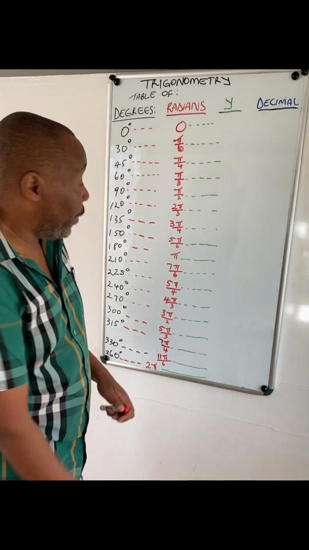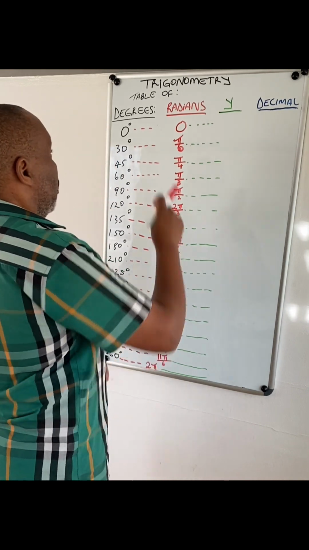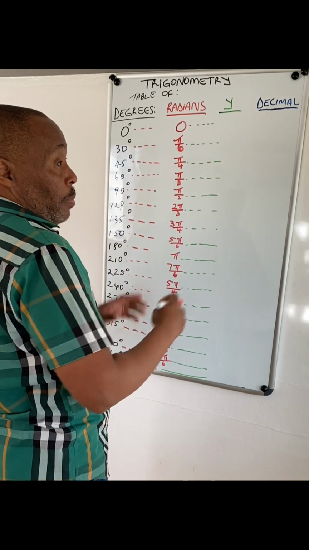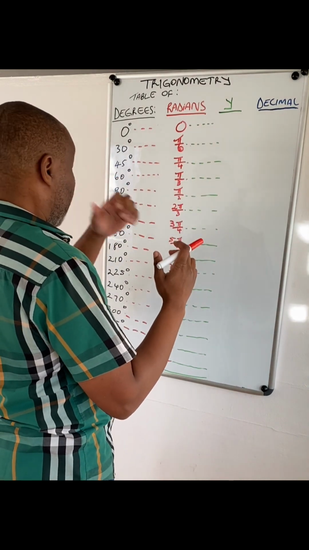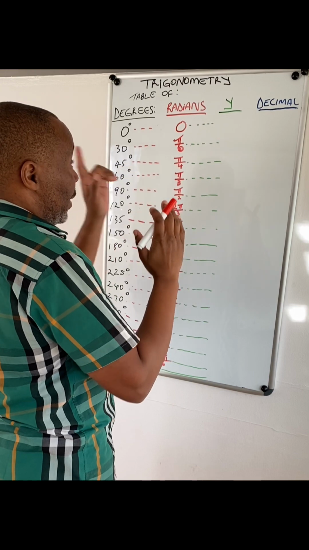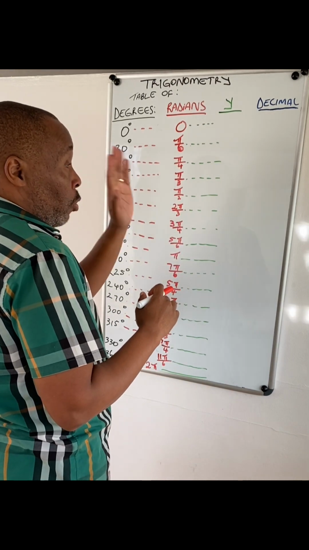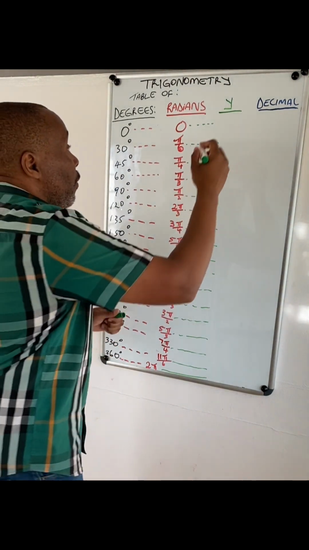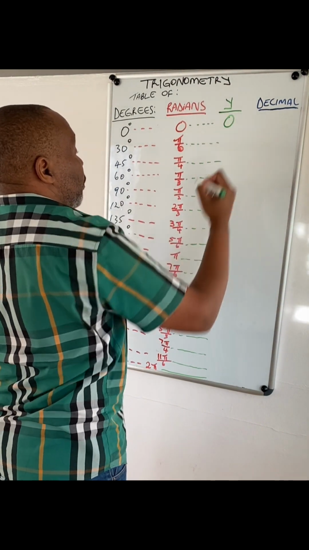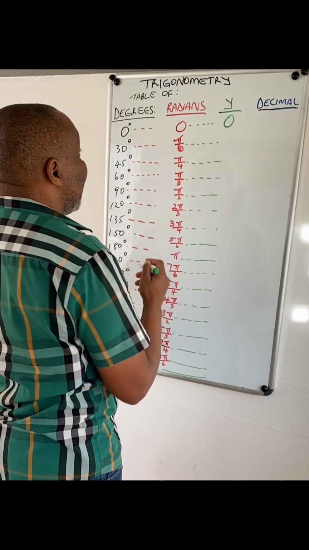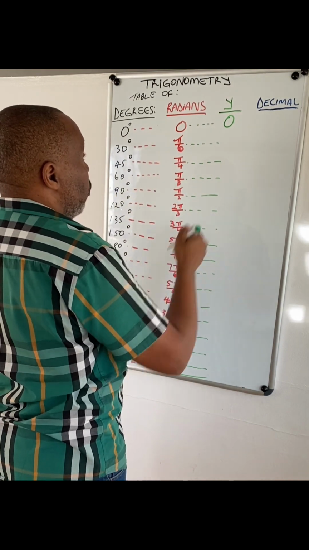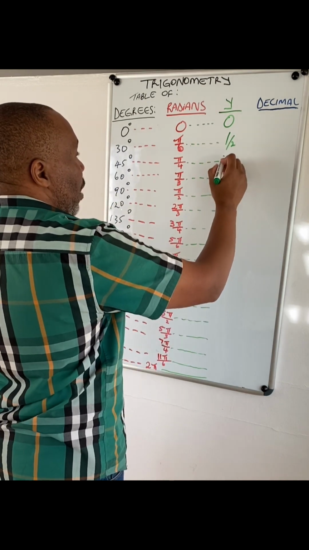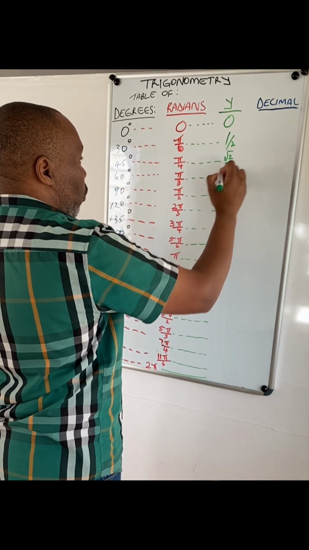Okay, so at 0 degrees, radians are 0, and the y value, remember in the special angles, x is 1, y is 0. So we have 0 here. At 30 degrees we had what? Our y value is a half. At 45 degrees our y value is root 2 over 2.